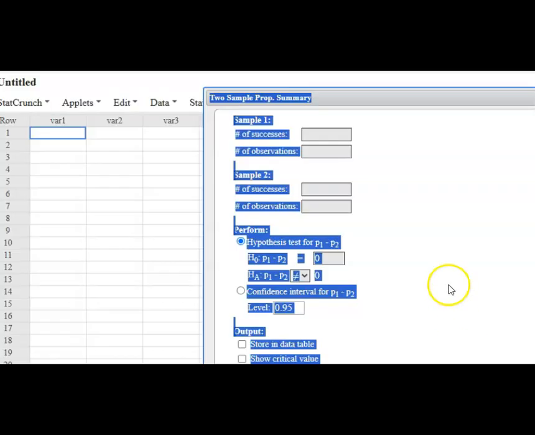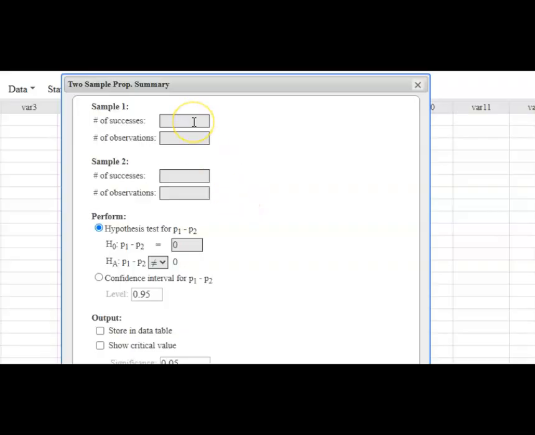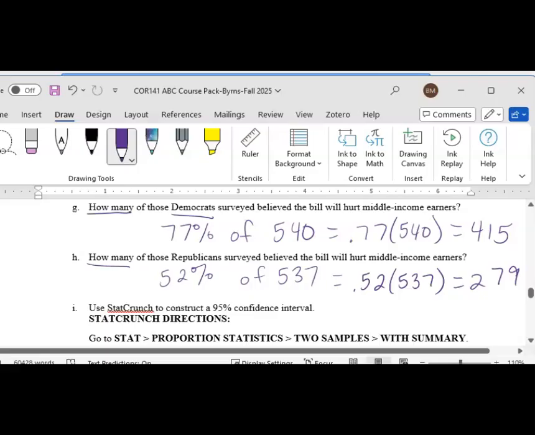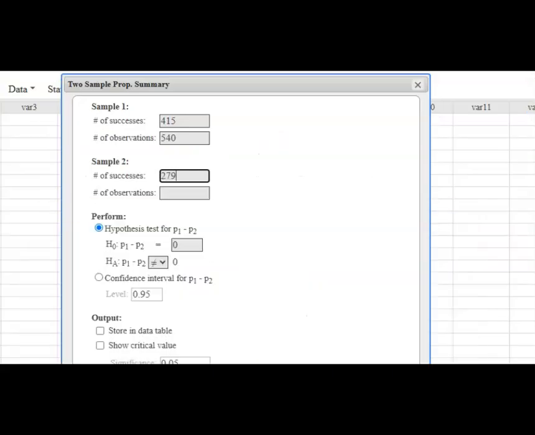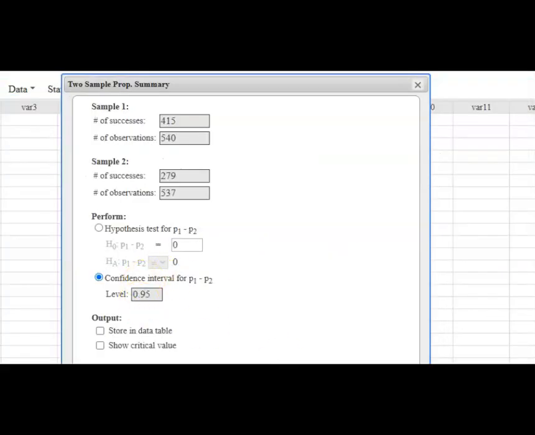And here is what I was referring to when you put this into StatCrunch. Just like with one population, you have to put in the number of successes. So for sample one, those were the Democrats. Remember, we had 415 out of 540 that we surveyed. And then for the Republicans, remember that we had 279 out of 537, and we want to do a confidence interval. I think they asked us to do a 95% interval, so I'm going to leave it as the 95% default.